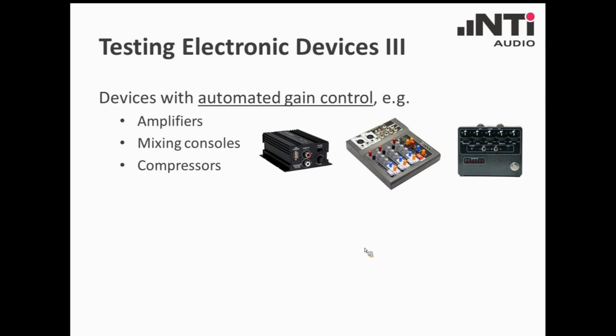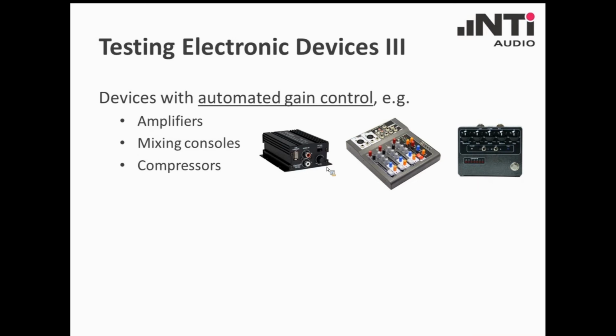A third application when we talk about electronic devices are items that include an automated gain control, be it an amplifier, mixing console, compressor. So these are devices where the output level not only depends on the input level, but it is also controlled by the device itself in order to avoid excessive high levels, for instance. So this automated gain control has the effect that it again takes a little bit of time for the corresponding device to settle to the new status.